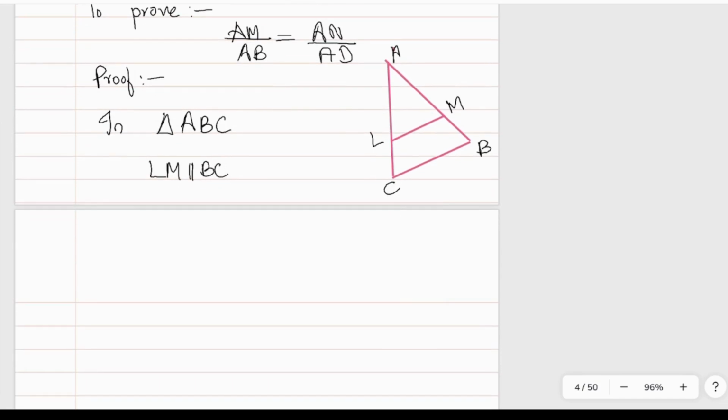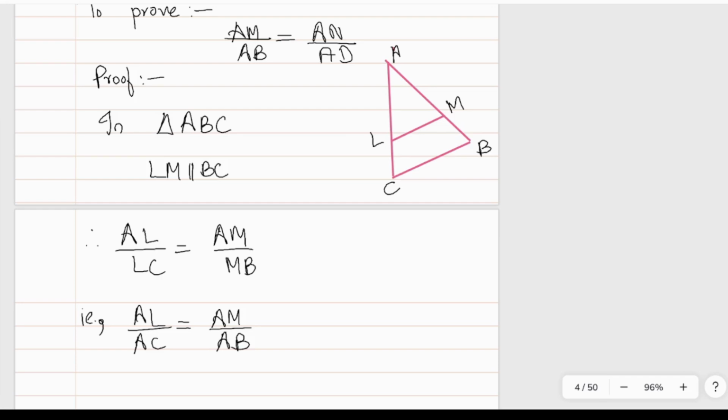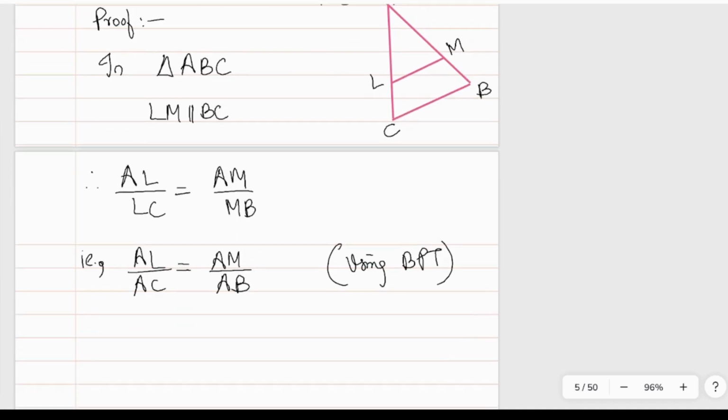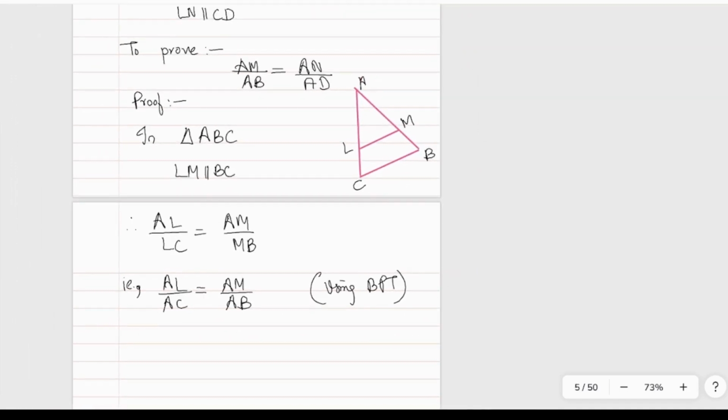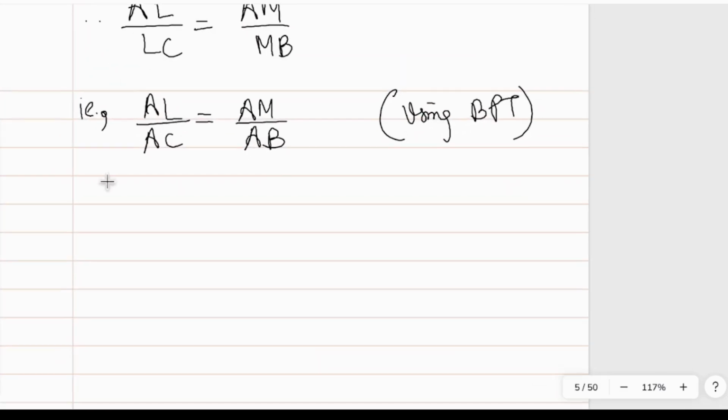Since LM parallel to BC, what we can write? Therefore, AL by LC equal to AM by MB. I can also write, that is what? AL by AC equal to AM divided by AB. Right? Using which theorem we are writing this one? Using BPT, basic proportionality theorem. Okay. Similarly, we can take the next triangle, and this one I will give it as the equation number 1.